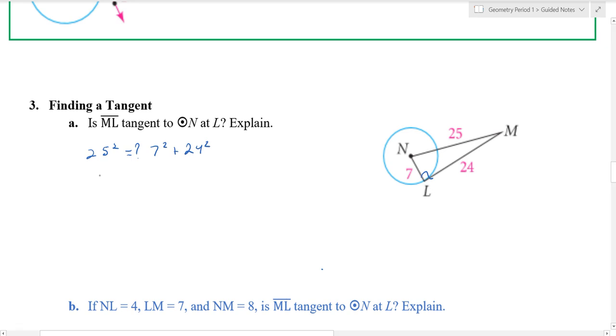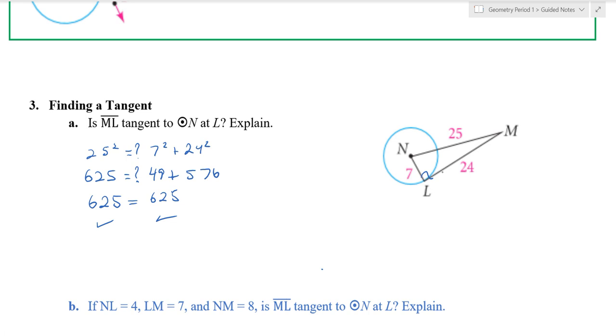So we have 25 squared is 625. Question mark, 7 squared is 49, plus 24 squared is 576. Then we have on this side 625. That equals, because 49 plus 576 happens to be 625, so it actually checks out. So this triangle right here indeed is a right triangle. Therefore, that line ML is tangent. So we can say yes.